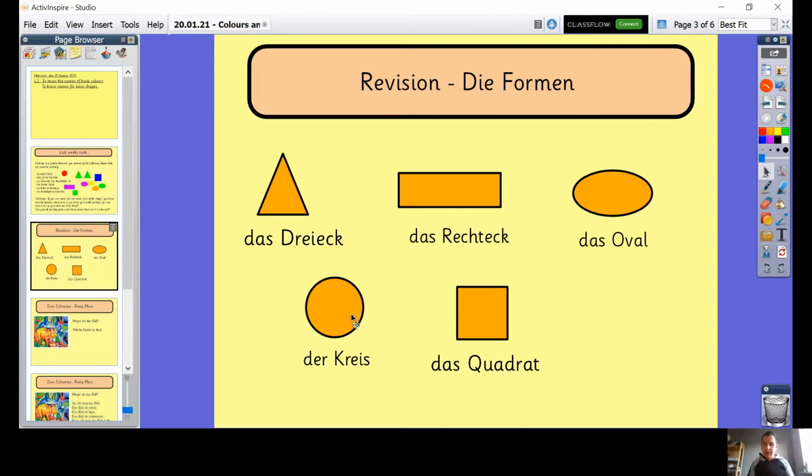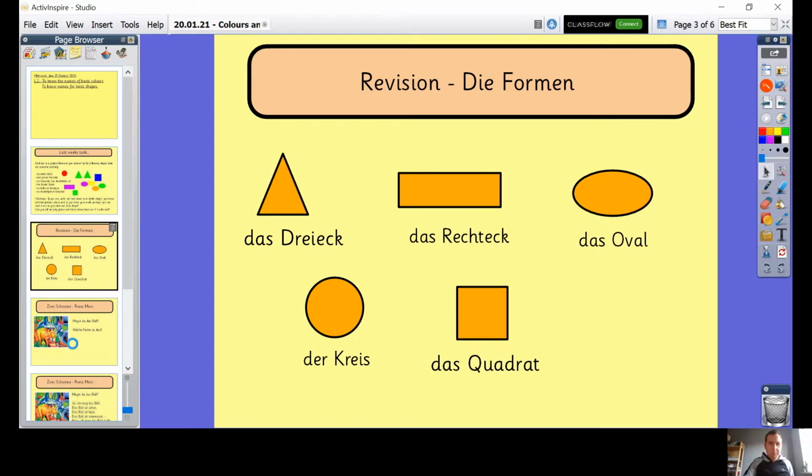And do you remember what I said last week about how I remembered der Kreis? It's from The Lion King, der Ewige Kreis, the circle of life. That's how I always remember that one. And lots of them have got clues in their names as to how to remember them. So quad, I always think of being a quad, meaning 4, and drei has got the word 3 in it, so remembering the 3 corners, and that's where the ek comes from as well.